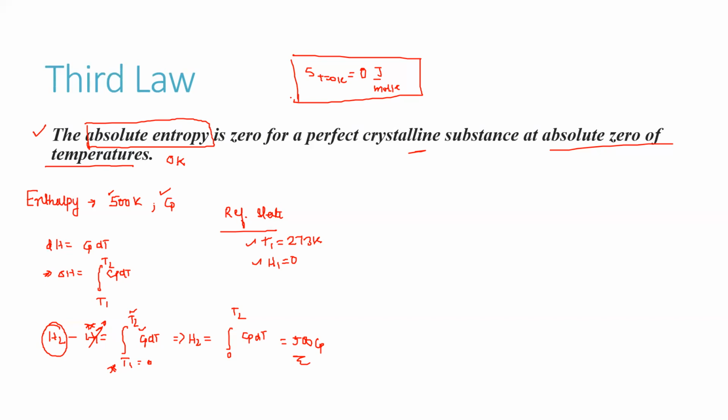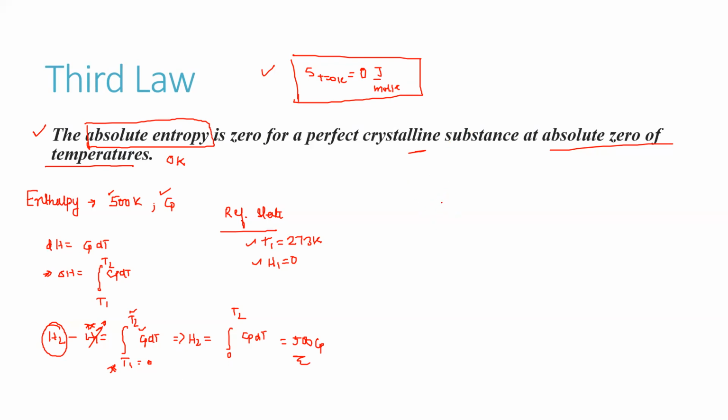So now we can simply say that for calculation of absolute entropy at any given temperature, we have a fixed reference state, irrespective of the substance, irrespective of what we are dealing with. We can always take absolute entropy at 0 Kelvin equal to 0. So if we go on to calculate entropy, just like we calculated enthalpy, let's say we go on and calculate entropy.